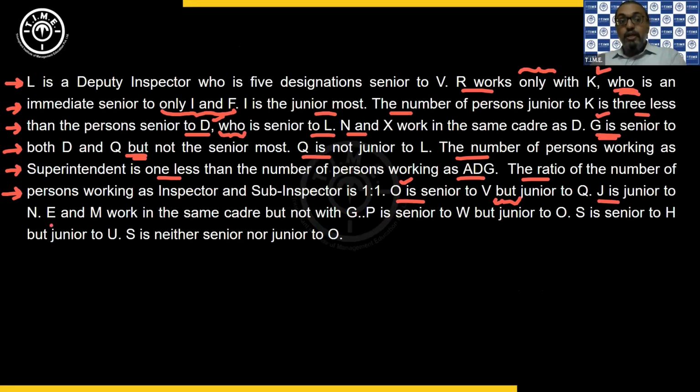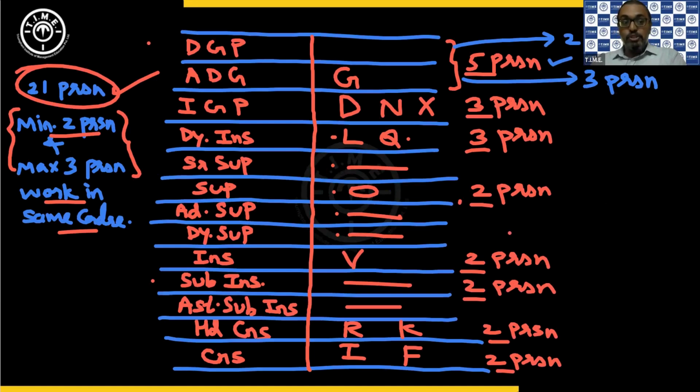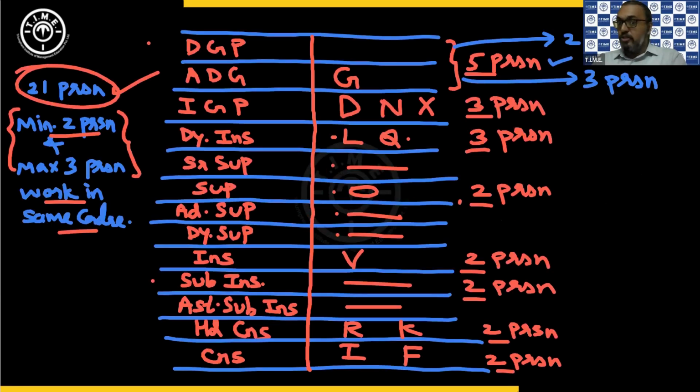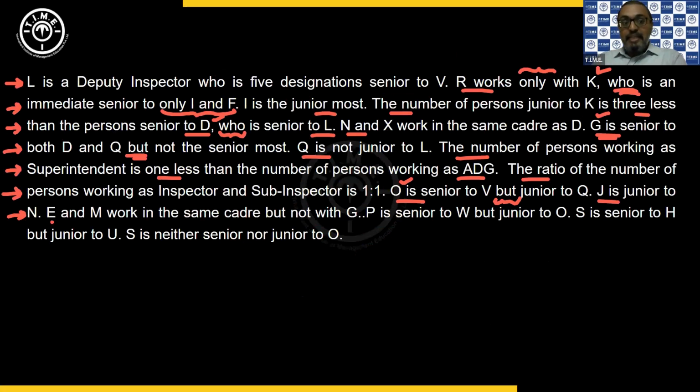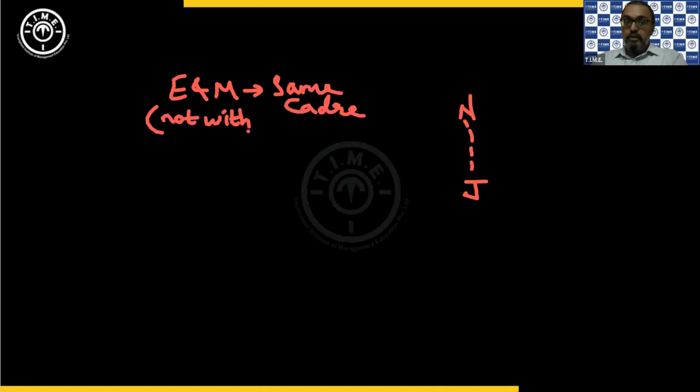Then J is junior to N. I'll put it here. So J is junior to N. I'm giving some dotted lines because I don't know which position it is. Because N is already IGP, you can have J in any one of the below positions. We'll come back to that. Then E and M work in the same cadre, but not with G. Okay, so we have E and M. They work in the same cadre, not with G. Okay, great.